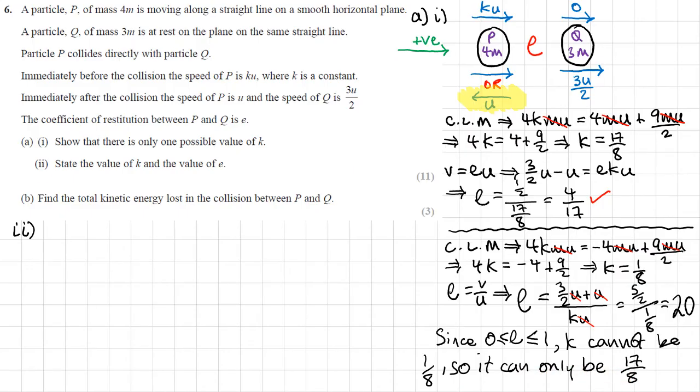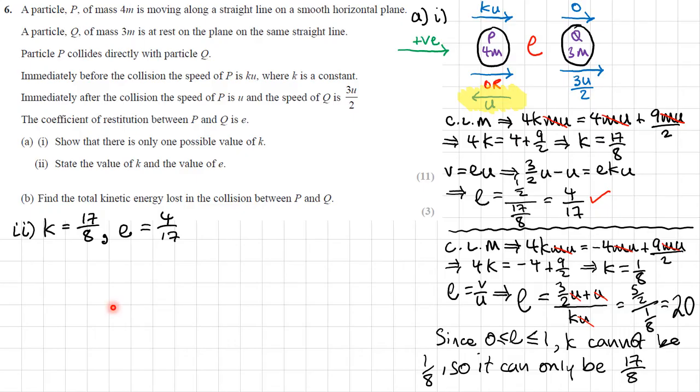So in the second part of part a, state the value of k and the value of e. Well, we'll just take the values we got here. We just need to state it. We've already worked it out. k is equal to 17 over 8, and e is equal to 4 over 17.